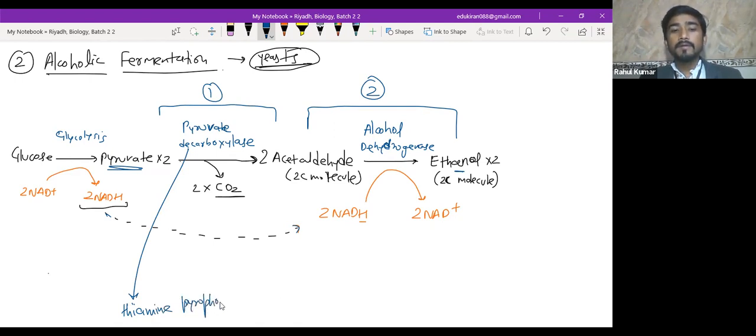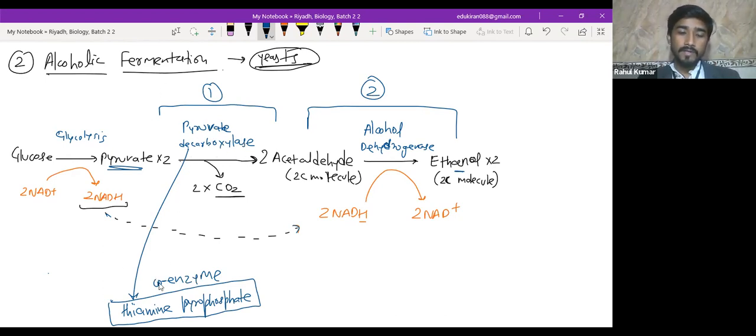Thiamine pyrophosphate as a coenzyme. So this enzyme cannot work alone. So it requires this. This has been asked once, but I thought I should tell you. Pyruvate decarboxylase, which is used in alcohol fermentation, uses thiamine pyrophosphate as a coenzyme.